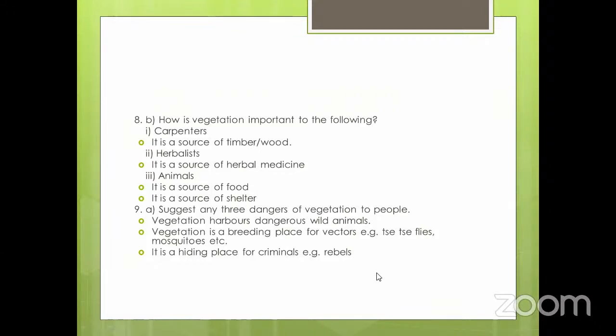Okay, we move on. Then someone can also say vegetation, some plants are poisonous to people. So those are some of the dangers. Then the last one, mention any 2 human activities that conserve vegetation, that protect vegetation.